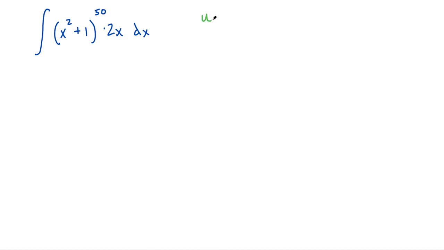I'm going to say that I have a variable u, and I'm going to make that variable equal to an inside function that I observed within the argument of the integral. So I'm going to set u to be x squared plus 1. If I differentiate both sides, I get du dx is equal to 2x. Now, instead of treating this as a derivative, I can use the differential form and say that du is equal to 2x dx.